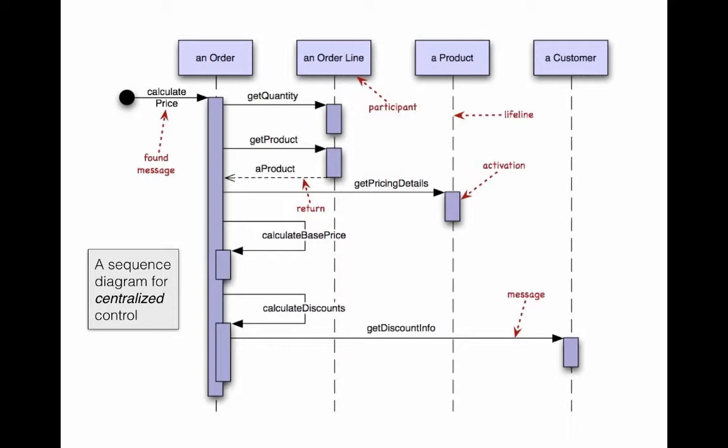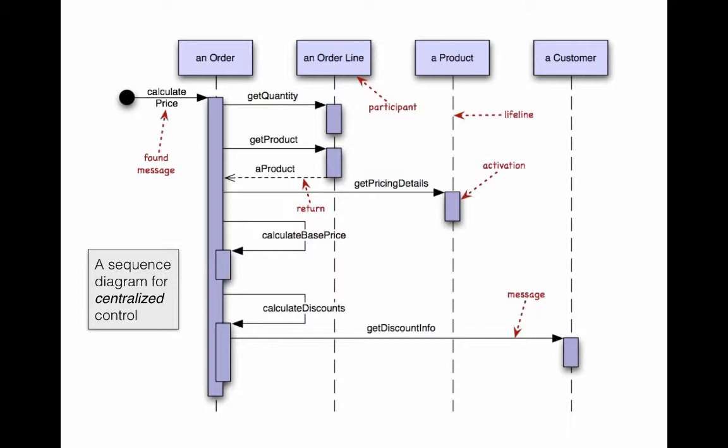Then, calculate price calls getProduct from the order line object, and the product is returned. Here, the return is explicit, but this is really just for educational purposes. With a method called getProduct, you can probably just infer what's returned. One thing to notice here is that in the class diagram we looked at, the order class held a list of order lines. So that's how it has access to the order line object here. However, it needs to call a method that belongs to the product. So it has to get the product from the order line object before it can call the method.